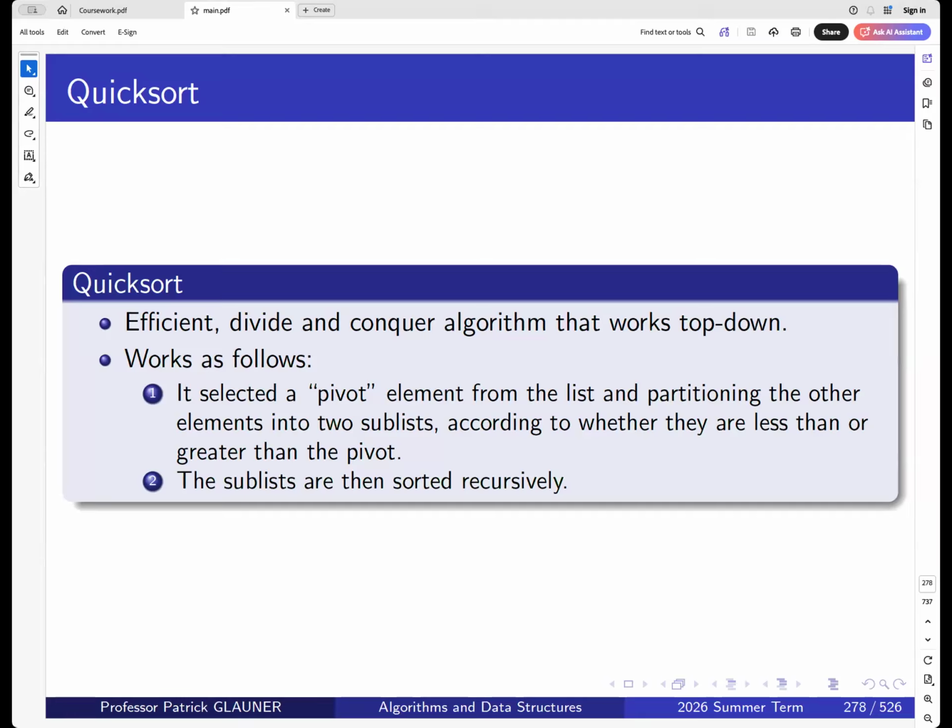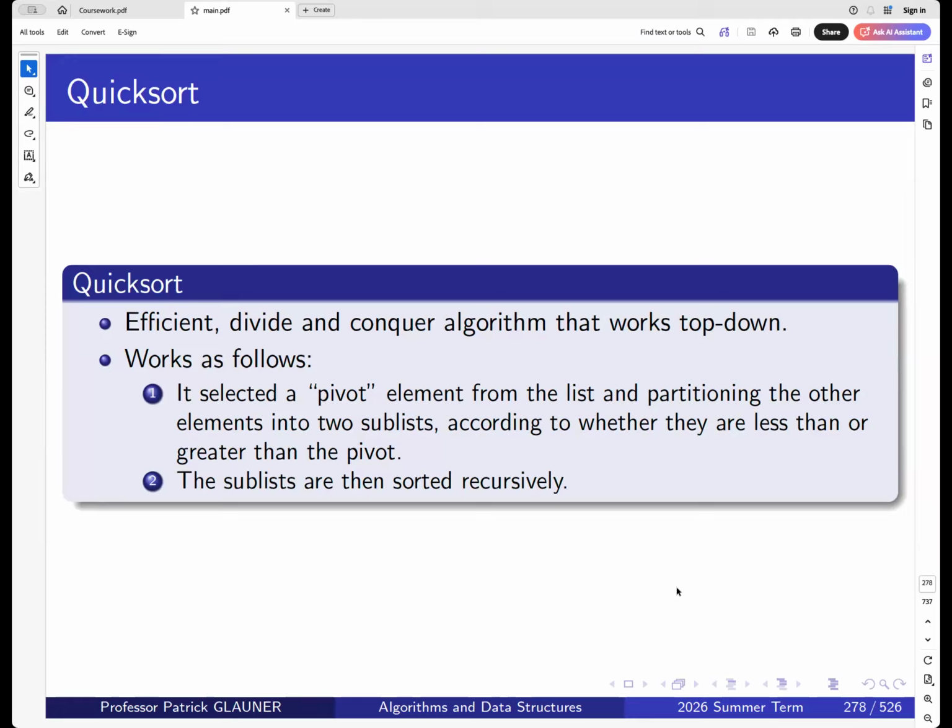And then we have these two sublists, one with all the elements smaller than the pivot, and one with all the elements greater than the pivot. And we keep doing that again. So we do this for the left sublist and again for the right sublist.